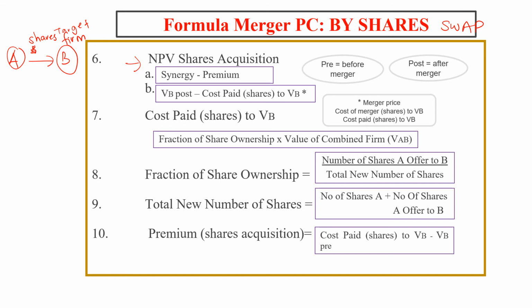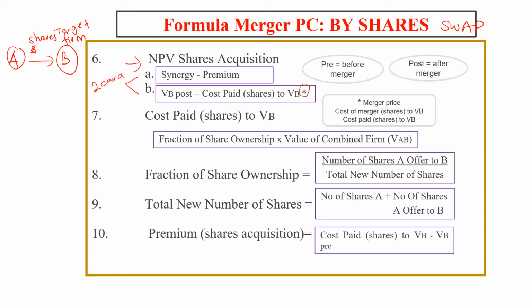What is the same here is how you want to find out the synergy. For synergy you use the same formula as the NPV cash acquisition, but right now because the firm acquires the company by share, you have to use NPV share acquisitions, synergy minus premium. There are two ways: one by synergy minus premium, or the second one is VB post minus cost paid shares to B. So what is meant here is the merger price, such as cost of merger shares to B, or cost paid shares to B.